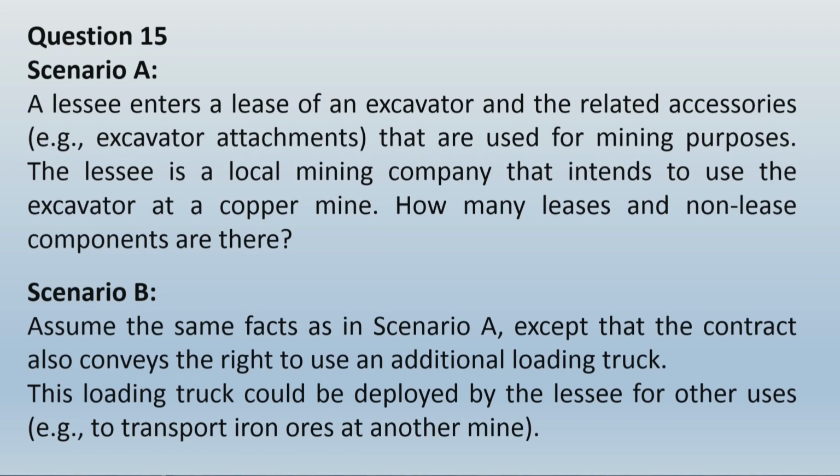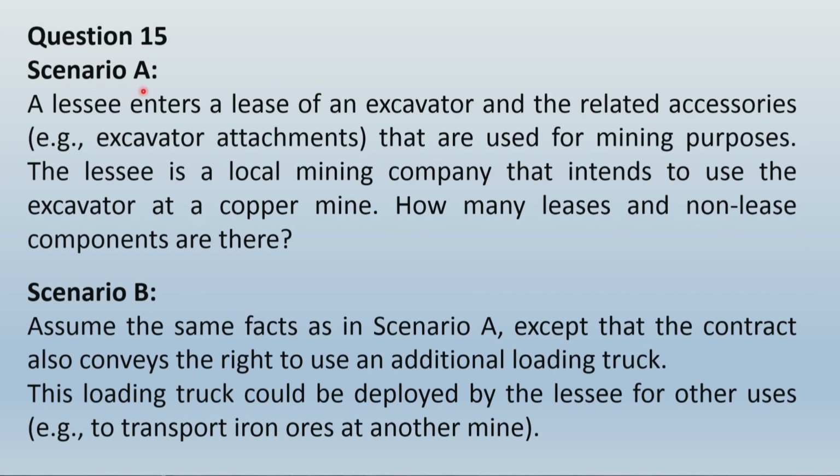Scenario B says, assume the same facts as in scenario A, except that the contract also conveys the right to use an additional loading truck. This loading truck could be deployed by the lessee for other uses, for example, to transport iron ore at another mine. So, in this question, we are basically required to decide whether there is a single lease component or multiple lease components included. So, let us deal with each scenario one by one.